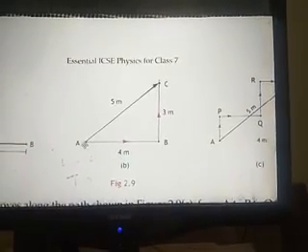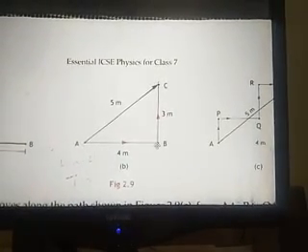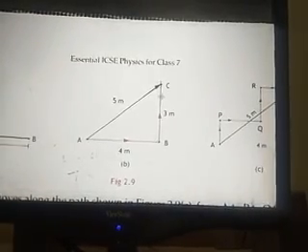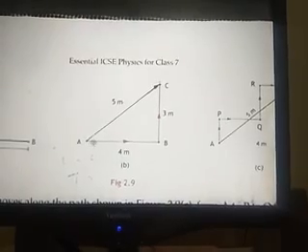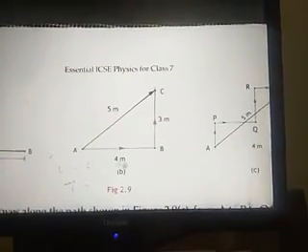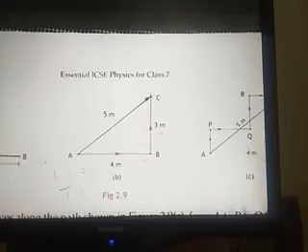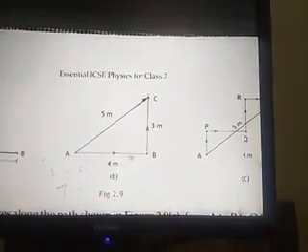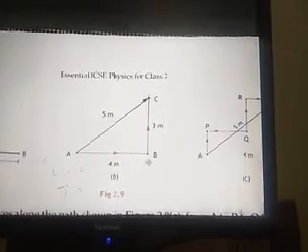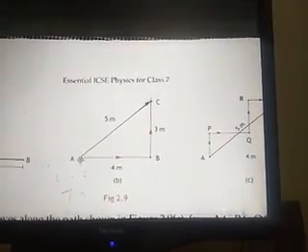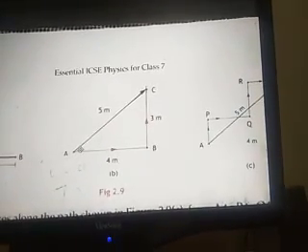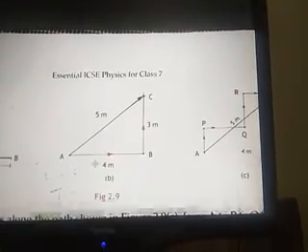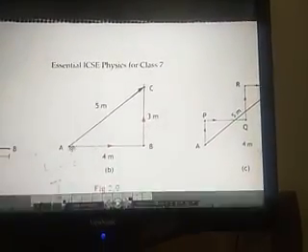A body is traveling from A to B and then B to C. So as the body is traveling from A to B and B to C, the distance covered by the body is 4 meter plus 3 meter. It is equal to 7 meter. But the displacement is just the separation between the initial and the final position, which is equal to 5 meter. So here, children, distance is 7 meter and displacement is just 5 meter.